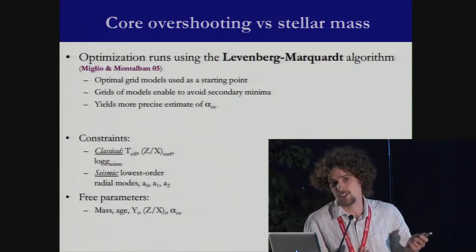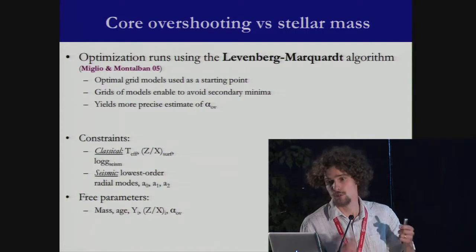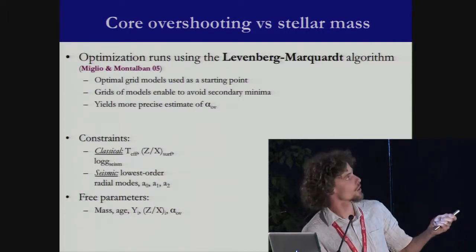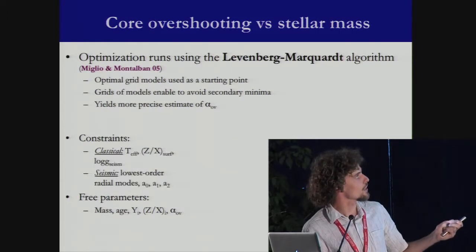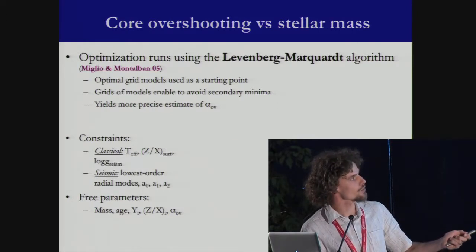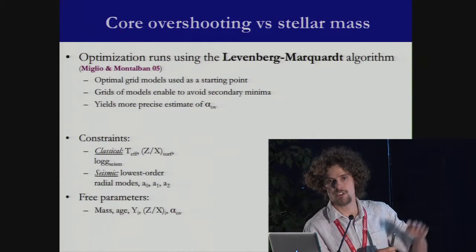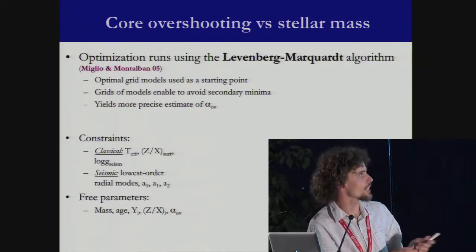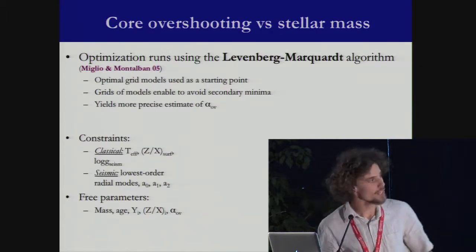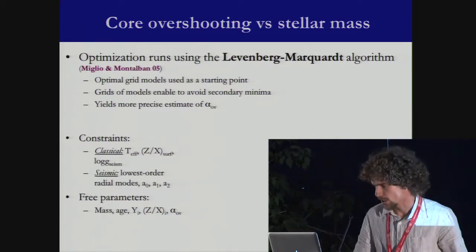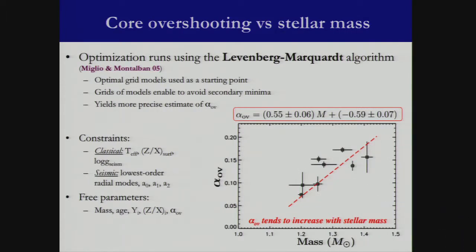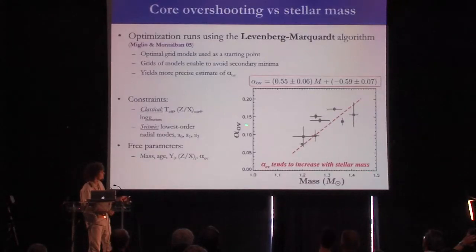And the advantage of running this is, of course, to get more precise estimates of the overshoot and of the mass. For this, we included the classical constraints that we had, and we also included all the seismic constraints. I talked very little about the A2 parameter, the second order parameter in the parabola. Here it was included, along with the classical free parameters. And what we get here is the following. We have the mass that is estimated from the models, and here the overshooting.